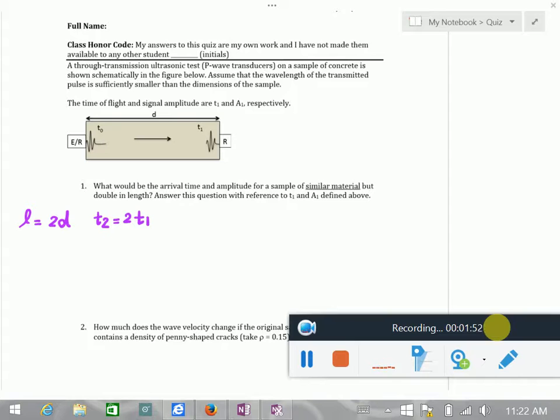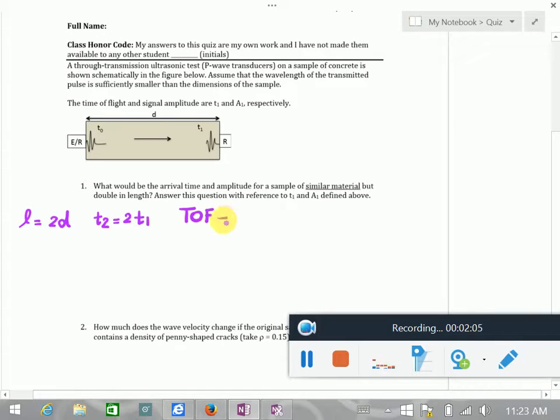So the distance is basically time of flight. I write time of flight. I want you to get used to this notation. Time of flight would be distance over velocity. And of course, since it's the same material, the velocity stays the same. So if you double the distance, the time of flight should also be doubled.